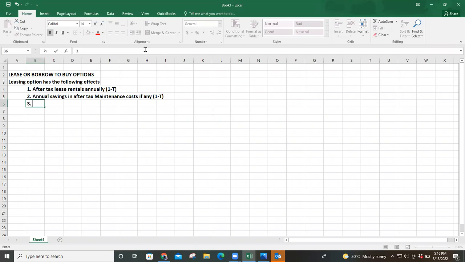Number three, leasing options can also involve the purchase price after expiry of this contract, if any.